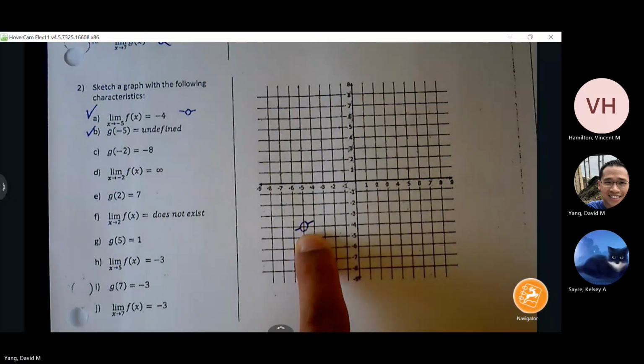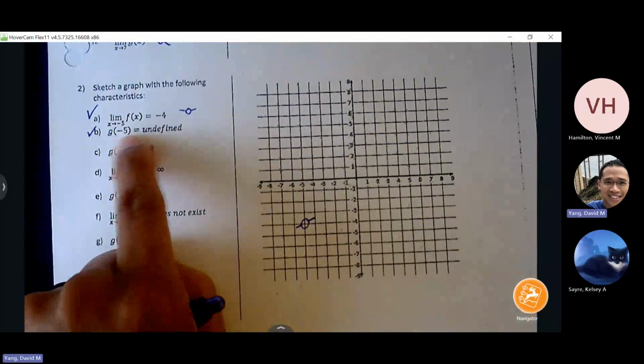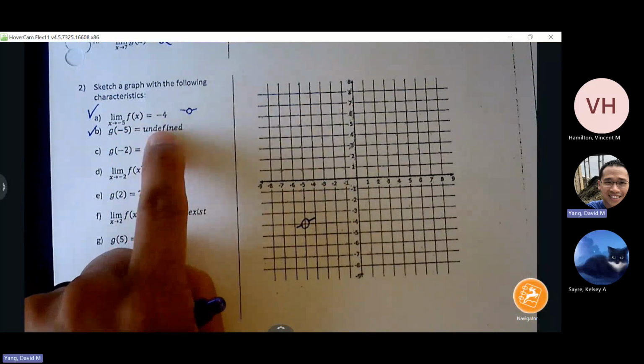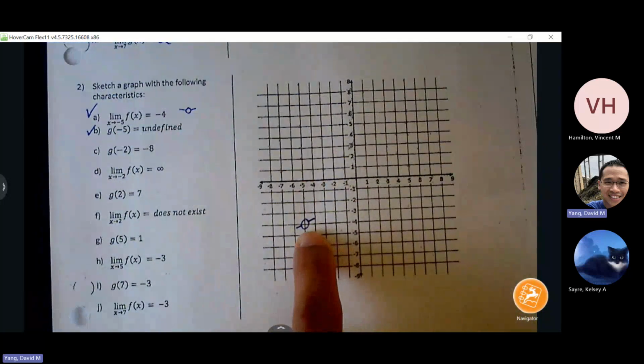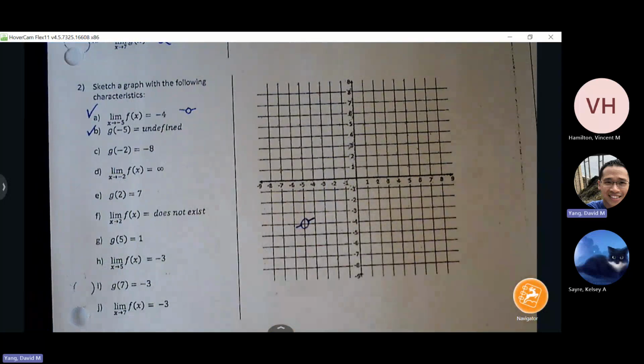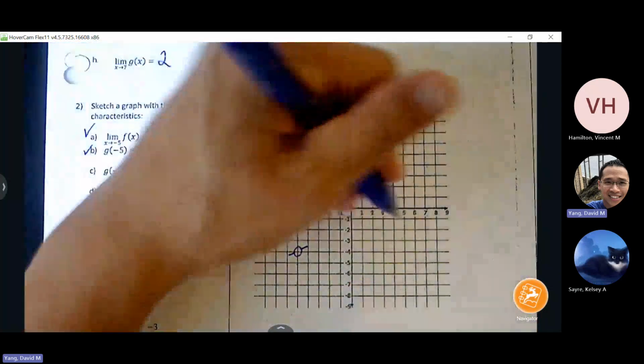And then if it says g of -5 equals -4, then that will tell you, oh, I'm going to fill in that hole because now I know that hole is going to live there. Okay, g of -2 equals -8. That's an ordered pair.